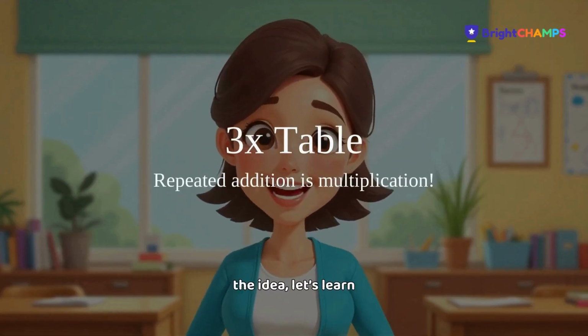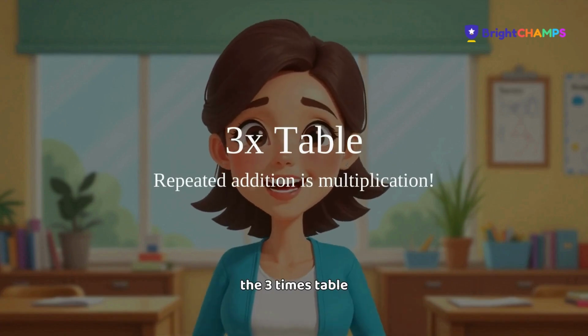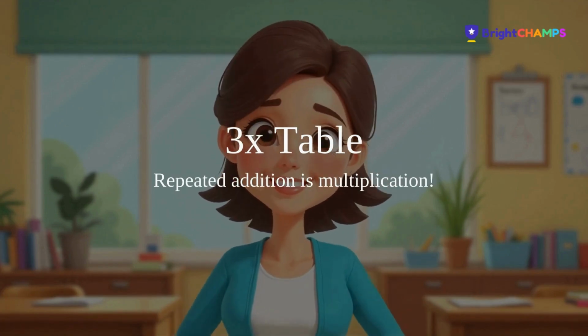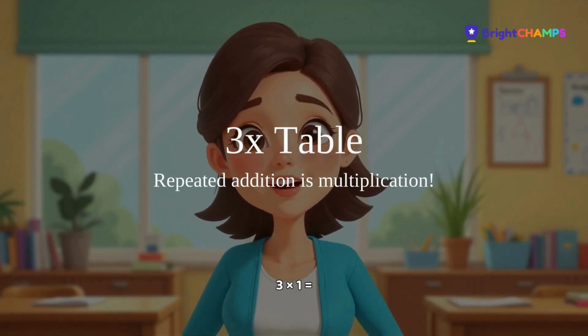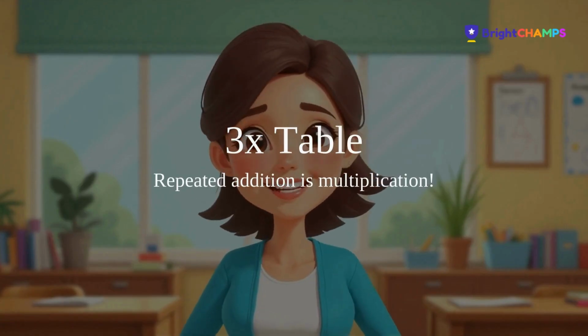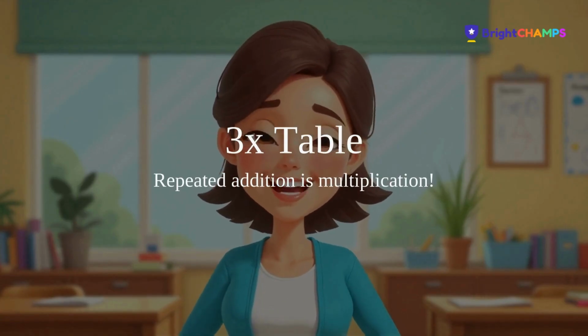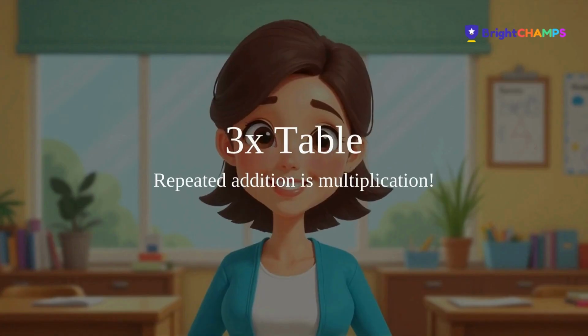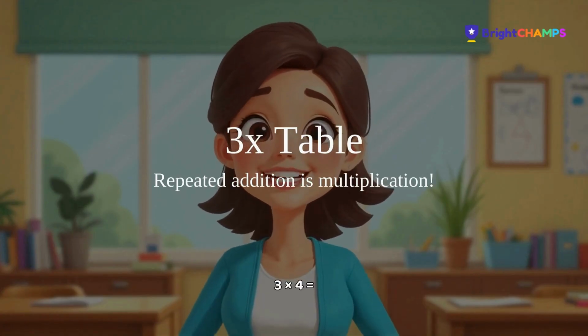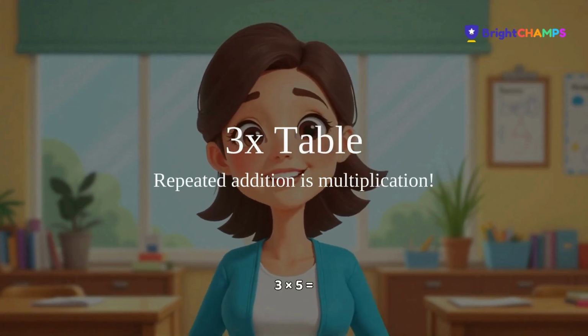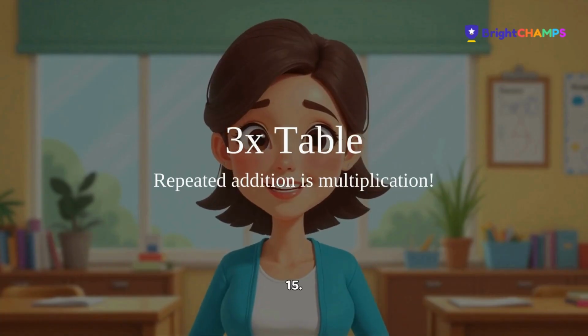Now that you've got the idea, let's learn the 3 times table together, the fun way. Say it with me. 3 times 1 is equal to 3. 3 times 2 is equal to 6. 3 times 3 is equal to 9. 3 times 4 is equal to 12. 3 times 5 is equal to 15.